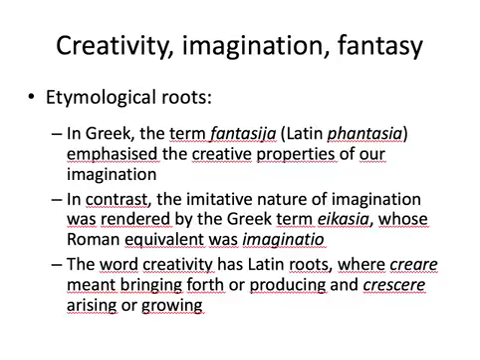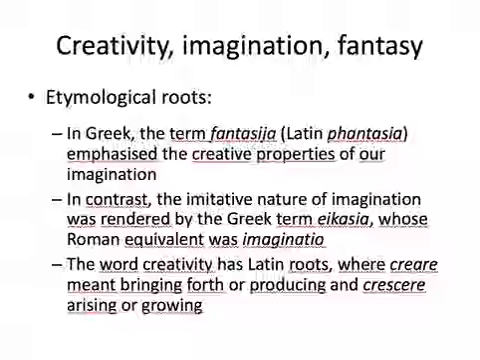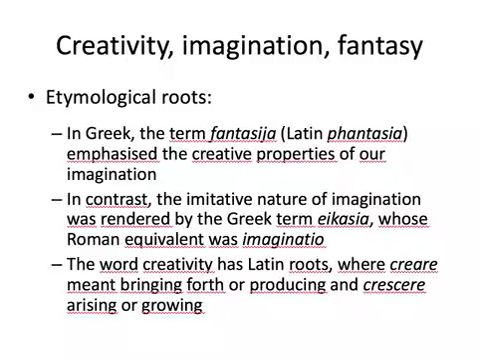So in Greek, the term fantasia, Latin fantasia, I don't speak Greek, so apologies for that, emphasizes the creative properties of our imagination. So the fact that when we imagine, we actually bring something new into existence. In contrast, though, there was another Greek term, eikasia. The Roman equivalent was imaginatio, which is very close to imagination, which actually emphasized the imitative nature of our imagination. So the fact that when we close our eyes and we build mental representations, we actually imitate what we have seen just before or long time ago, but we create replicas, imitations of what already exists.